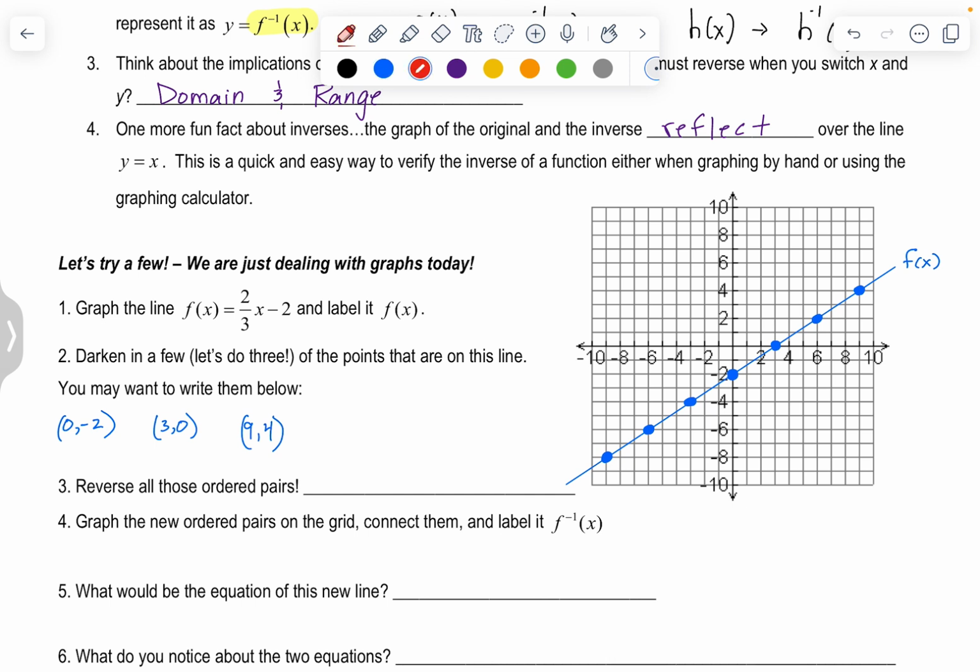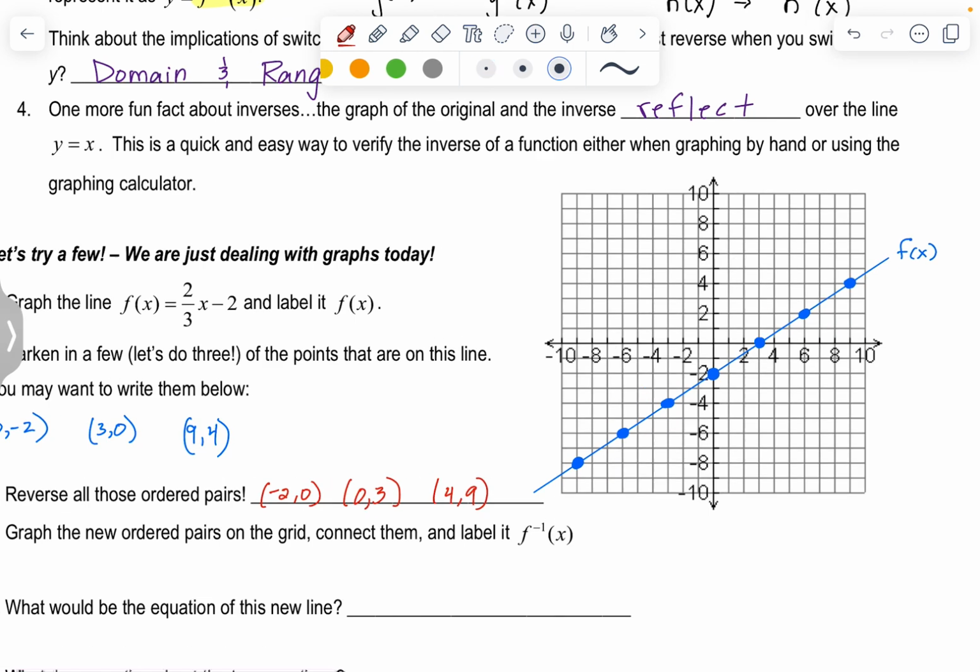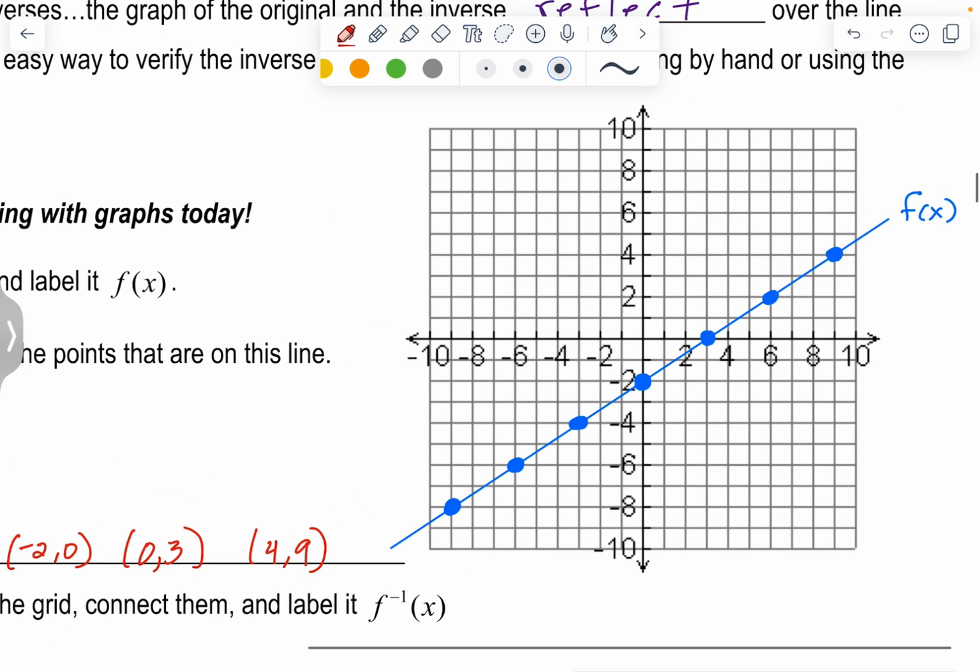Instead of 0, -2, I'm going to do -2, 0. Instead of 3, 0, I'm going to do 0, 3. Instead of 9, 4, I'm going to do 4, 9. So I'm going to just graph those points. So the point -2, 0 is right here. 0, 3 is up here. 4, 9 is way up here. And then I'm going to go ahead and graph that point.